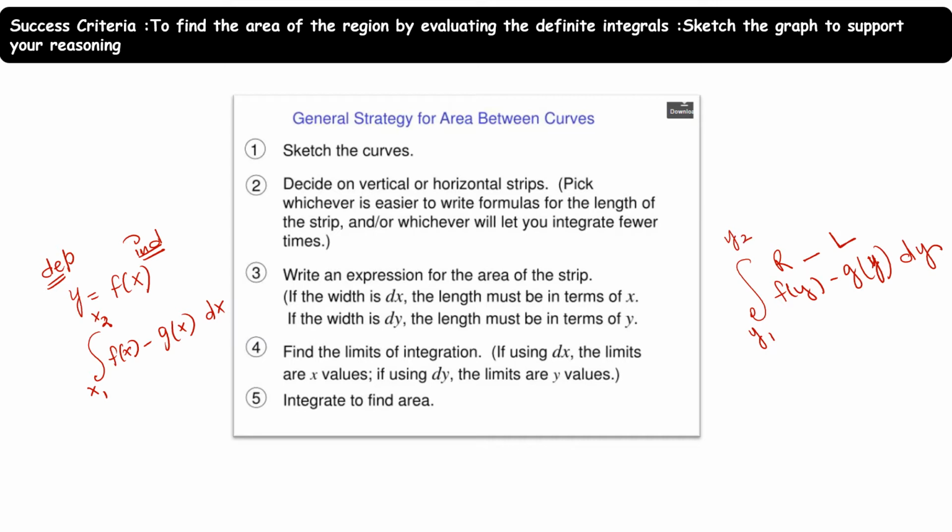After that, integrate by using the integration formulas, calculate the values, and in this way you will find the area between the curves.